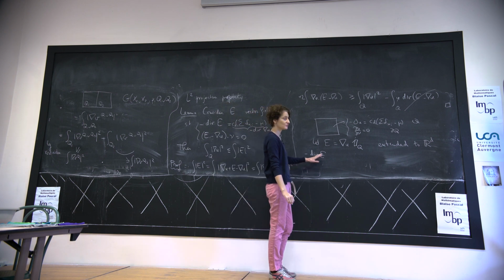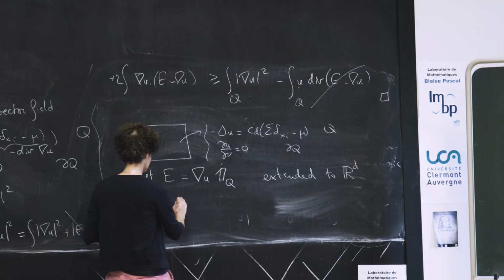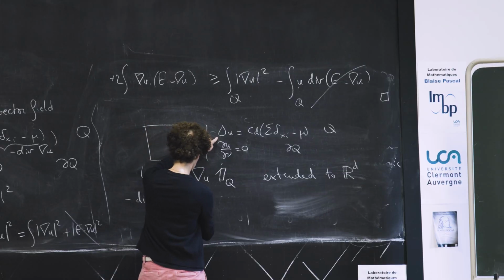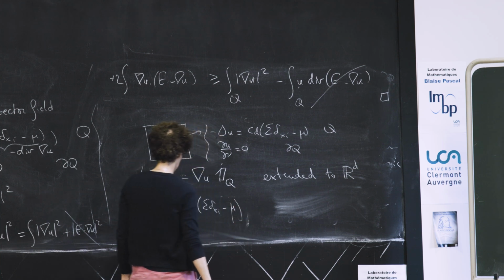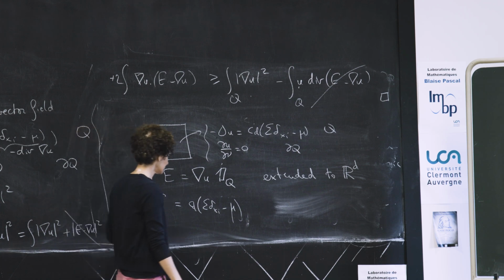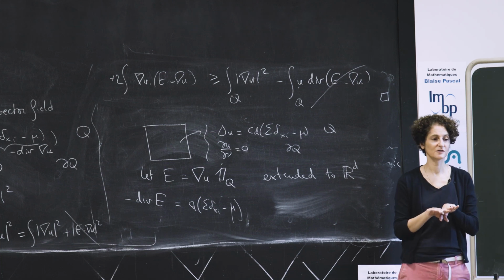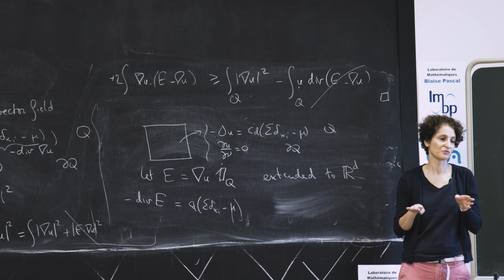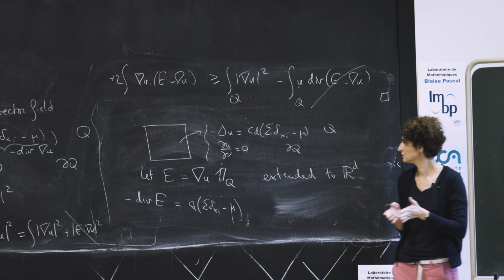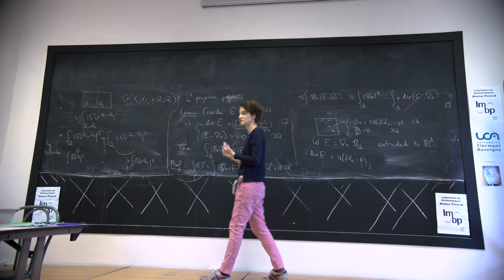Okay, so there's two places. There's the inside, there's the outside. So inside, you get this. Outside, you get 0 because E is 0. But there could be a divergence on the boundary because E in principle is discontinuous. Right? So E is discontinuous. You have a vector field here, and then suddenly it's 0. So what is the divergence of such a thing?